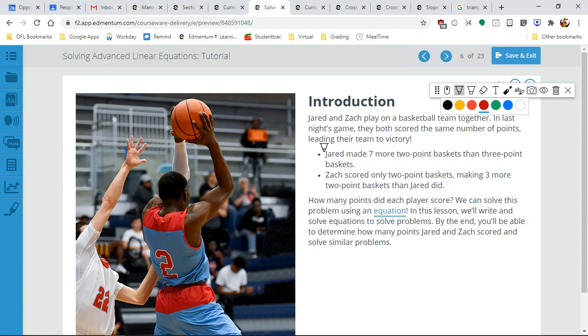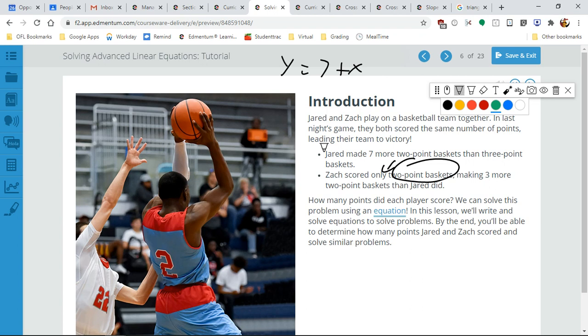Zach scored only 2 points, making 3 more 2-pointers than Jared did. So Zach is our Z. So how many points did each player score? If we're looking at this, we're looking at something like Y equals 7 plus X, and Zach is only scoring 2-point baskets, making 3 more 2-pointers than Jared did.